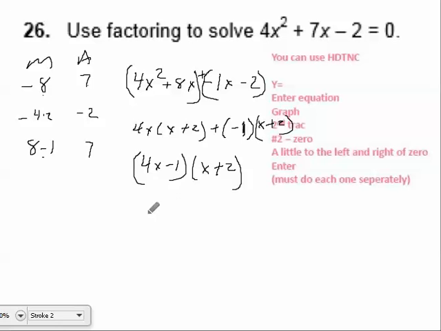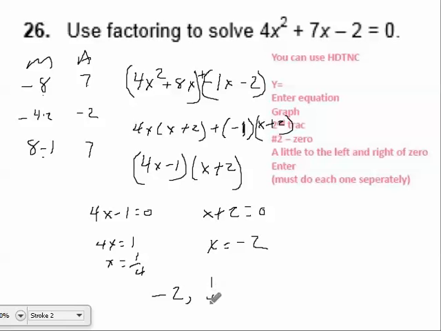So if I'm looking to find what my values are, this has got to be equal to 0. So 4x minus 1 equals 0. 4x equals 1, x equals 1/4. Or x plus 2 equals 0. X equals negative 2. So my values are negative 2 and 1/4.